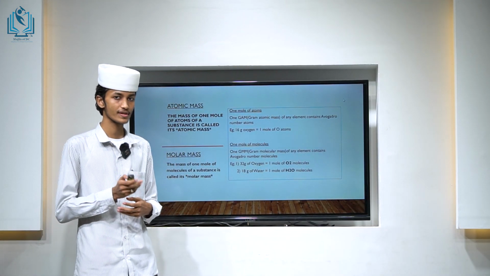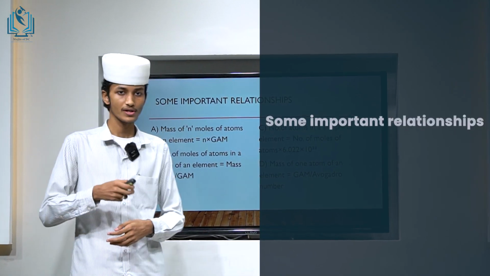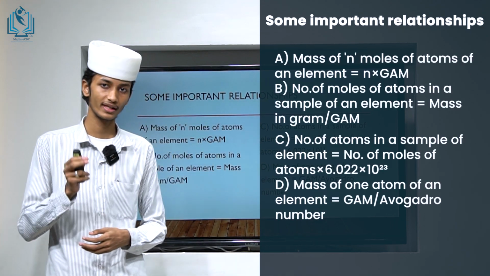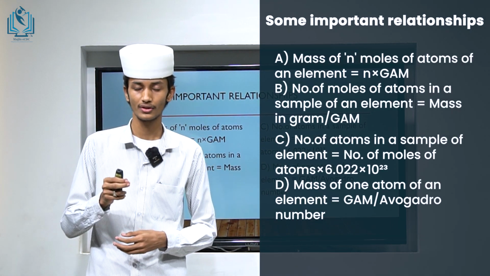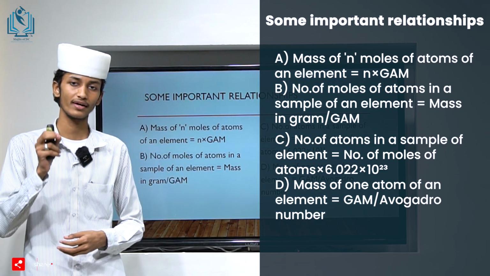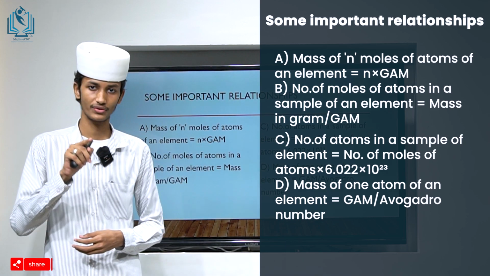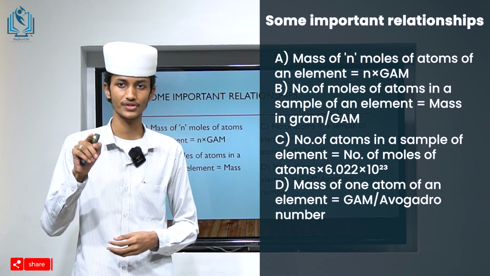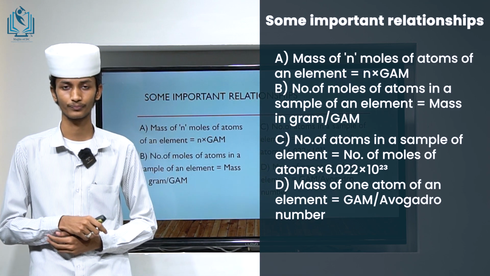Now we are going to discuss some important relationships. First of all, the mass of n moles of atoms of an element is equal to n into GAM. For example, the mass of 2 moles of oxygen is equal to n into GAM. n is equal to 2 and GAM is equal to 16 gram. So 2 into 16 is equal to 32 gram.